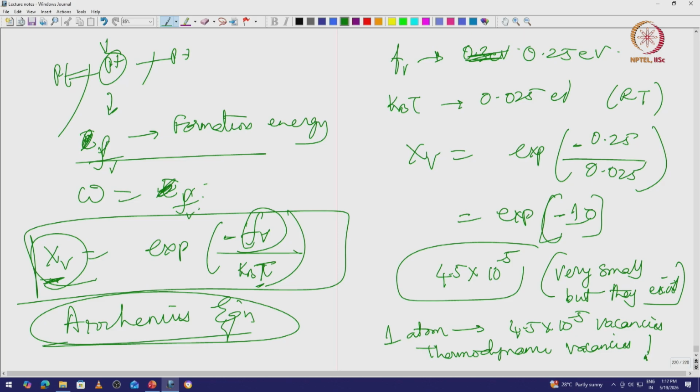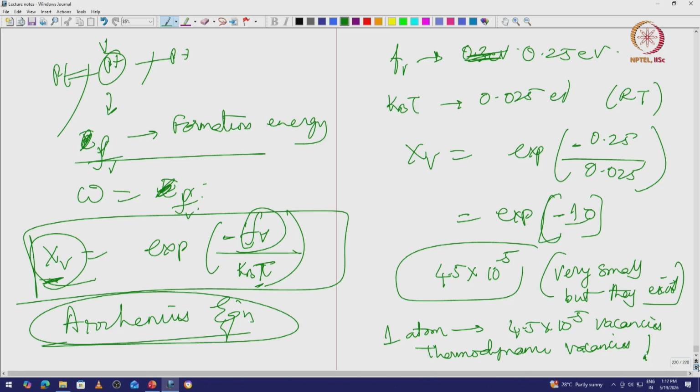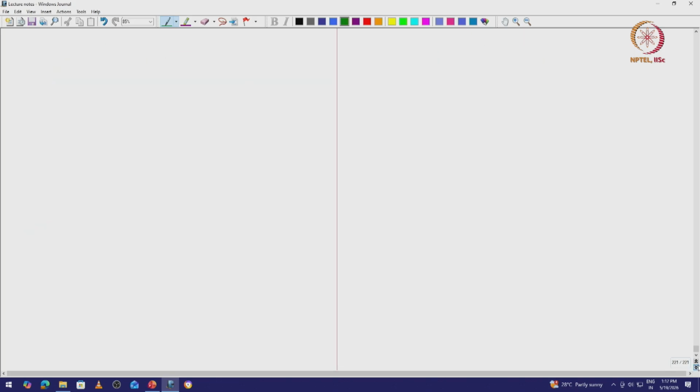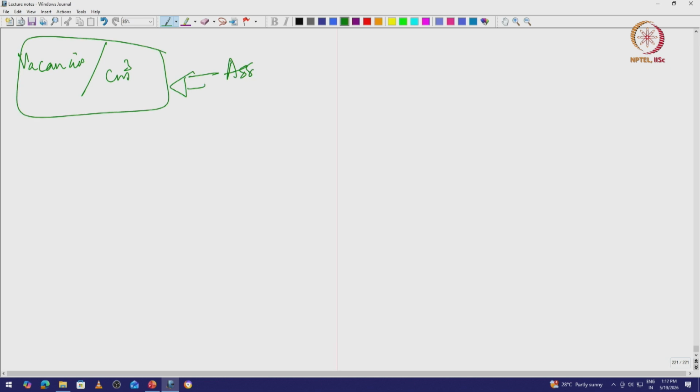Okay. Now I want to give this in a unit of per centimeter cube, right. So many vacancies per centimeter cube. So just solve this problem as an assignment problem. In the next class we will look at these numbers, right. So I want to look at the number of vacancies per centimeter cube.